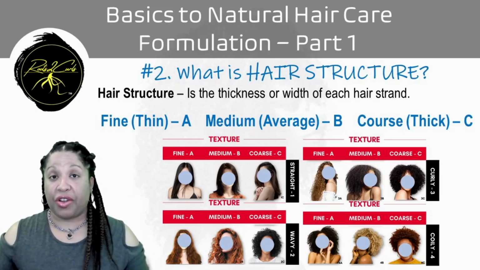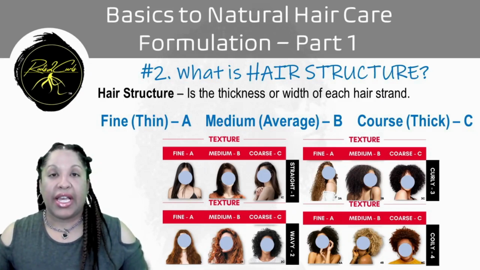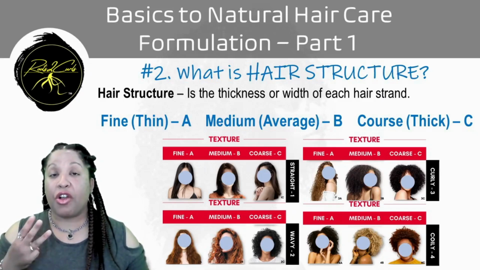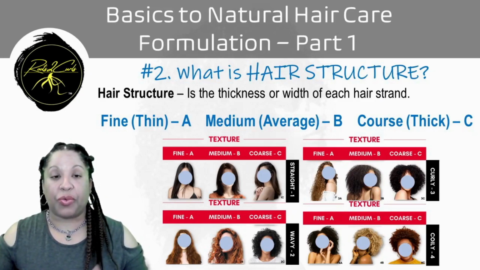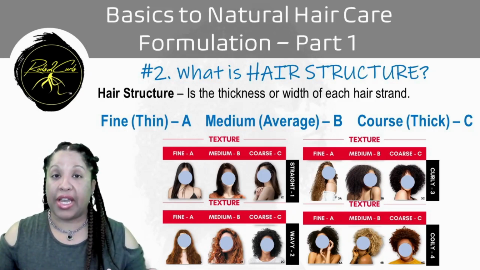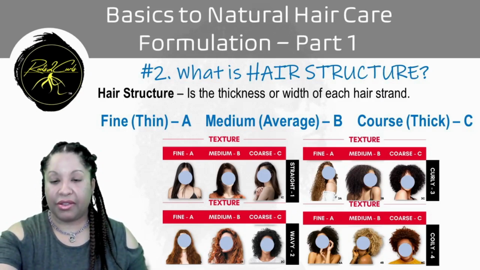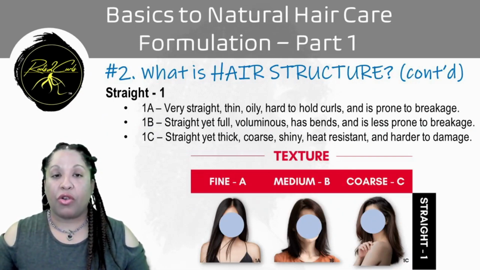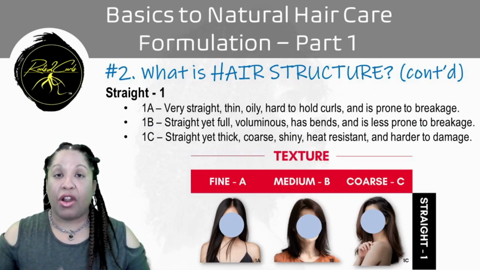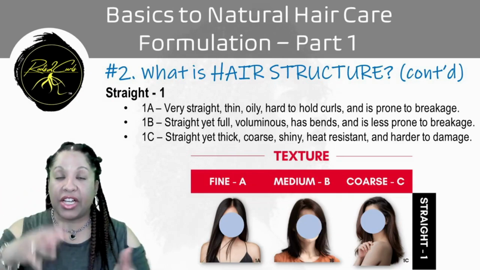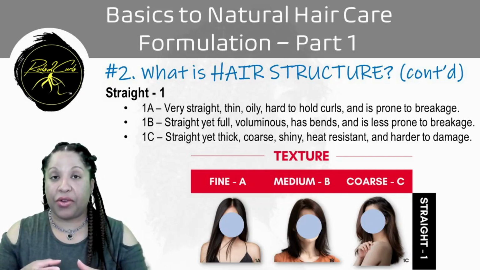Now, what is the structure of hair, or what is hair structure? That is the thickness and width of each strand. And there are 3 types of hair structure. So we have A, which is the fine, thin, B, medium, average, and C, coarse, thick. So for straight, again, the texture and structure kind of go together a little bit.